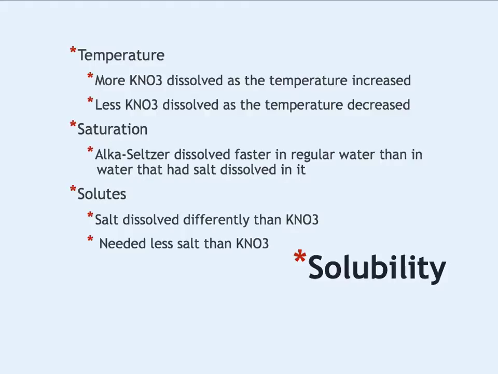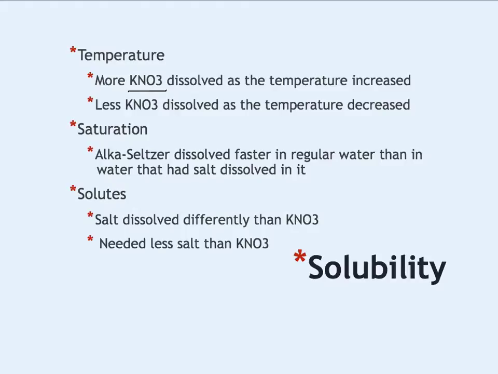So if you remember the lab we did where we were boiling the water and then also you were trying to use the ice to bring the water down for the test tubes, that was looking at temperature and solubility. So we used potassium nitrate, which is, hopefully you remember the formula, KNO3. And you should have noticed that as the temperature increased, we were able to dissolve more potassium nitrate. When the temperature decreased, you were not able to dissolve as much.